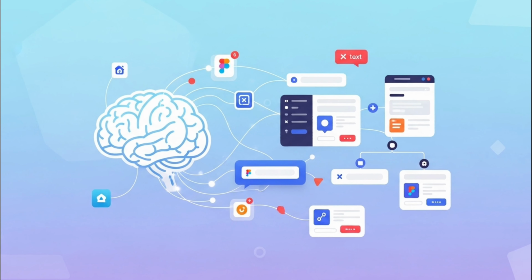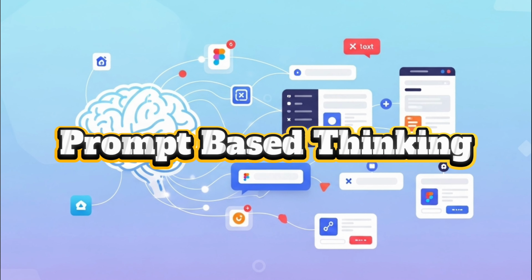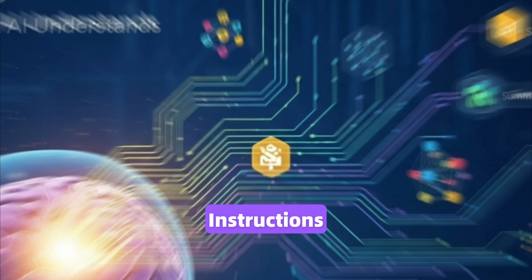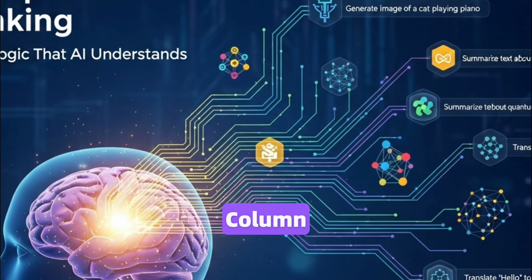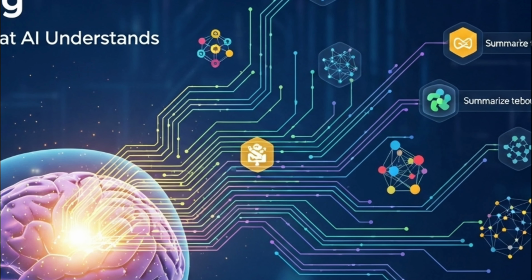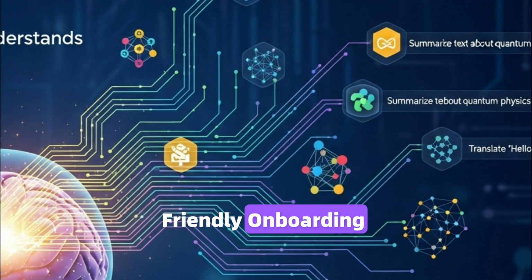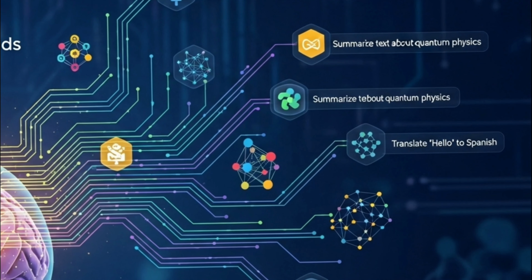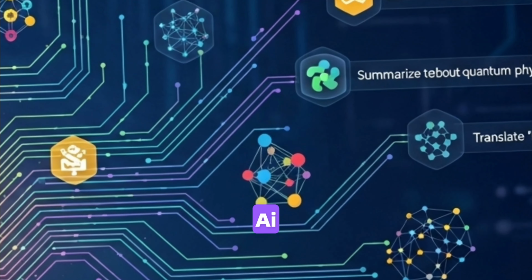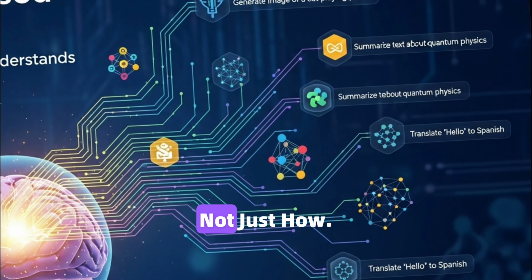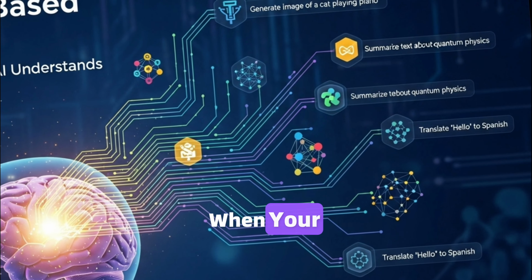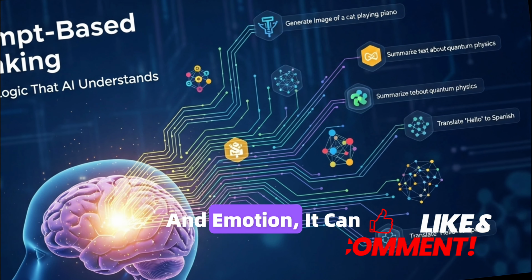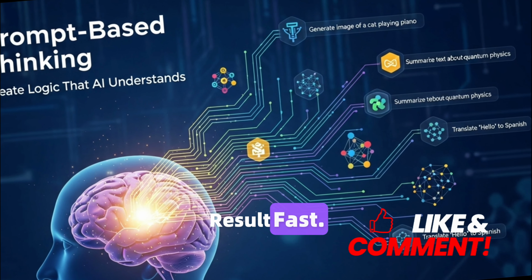The third point, prompt based thinking. Instead of just visual layouts, we will start writing design instructions like create a clean, two-column layout with a prioritized conversation, or generate a friendly onboarding screen for users. These are prompts, the new design language. Your role is to teach AI the why behind your decisions, not just how. When your design system understands the intent, the clarity, hierarchy, and emotion, it can create a meaningful result fast.